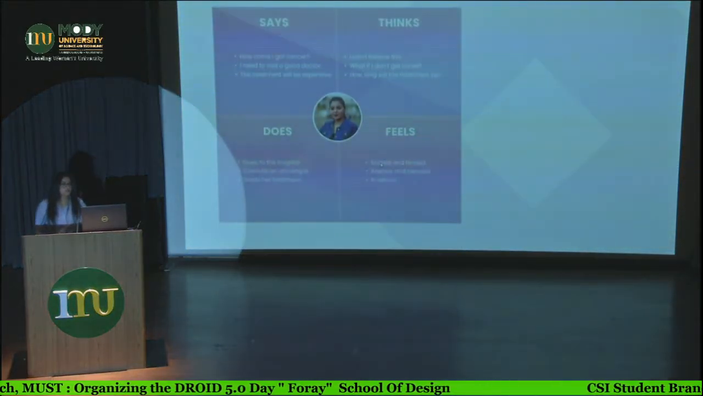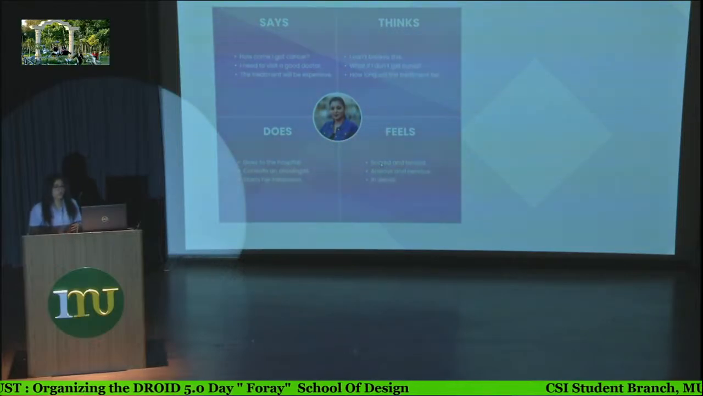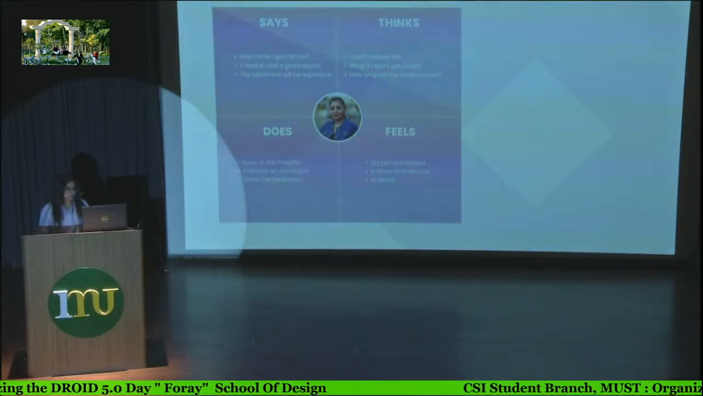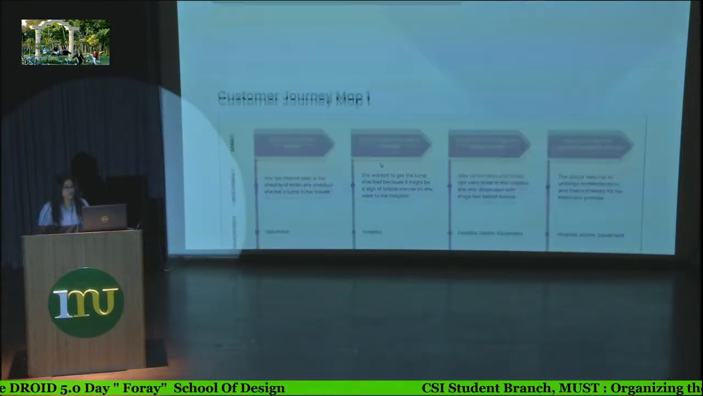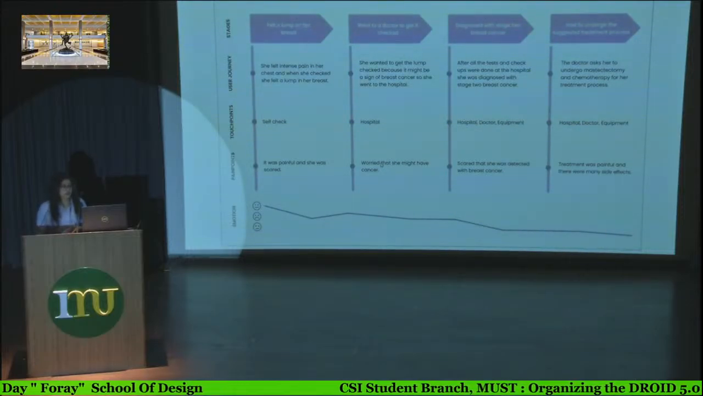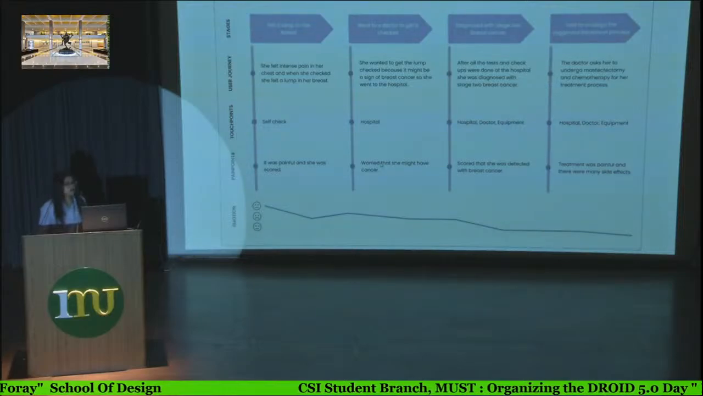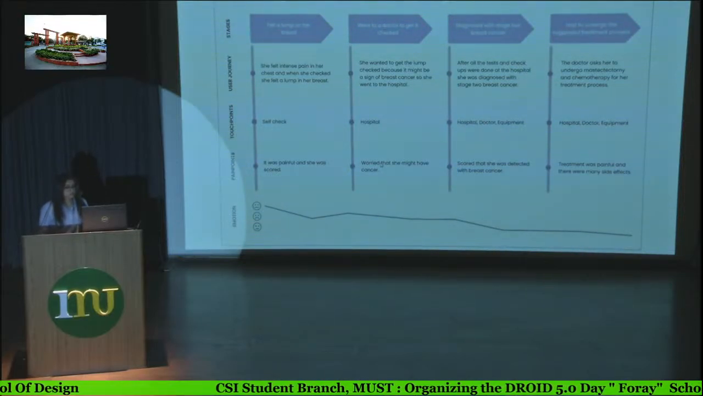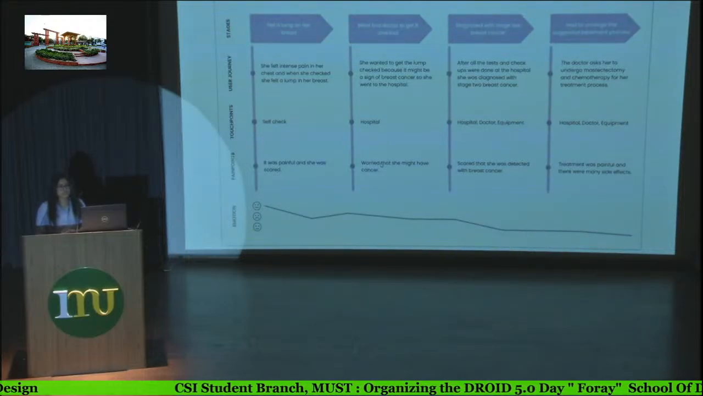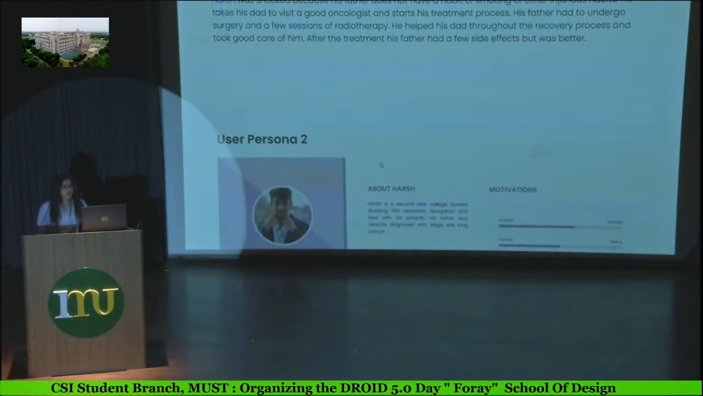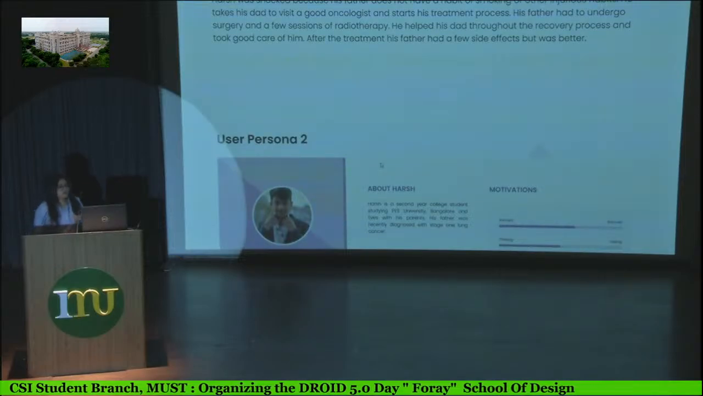So next we go to the empathy map, which defines what the person says, thinks, does and feels in the situation they're put in. After that, we go through the customer journey map, which, like I told, explains the end-to-end journey from when she felt a lump for the first time on her breast till she had to undergo the treatment process.